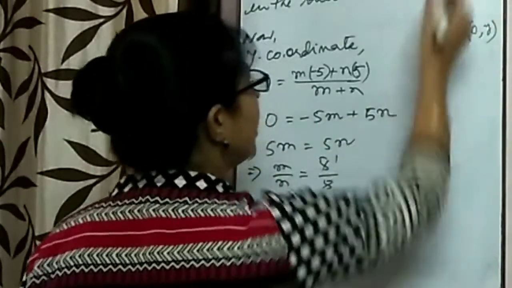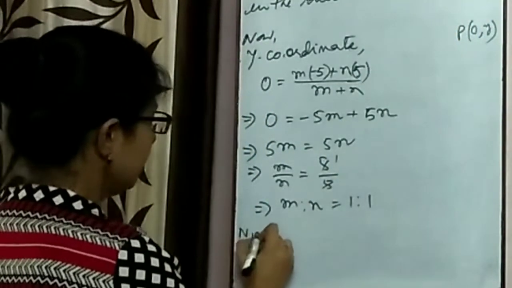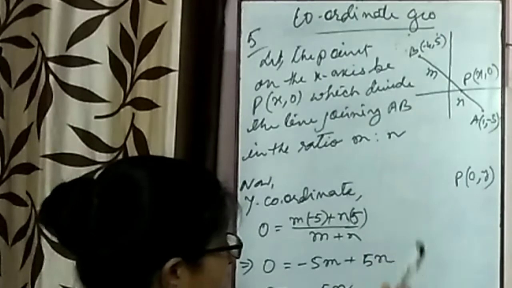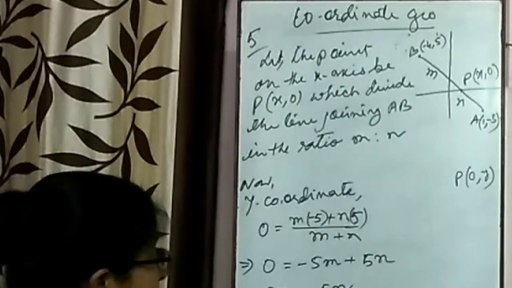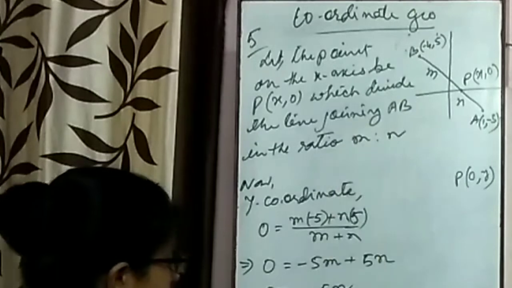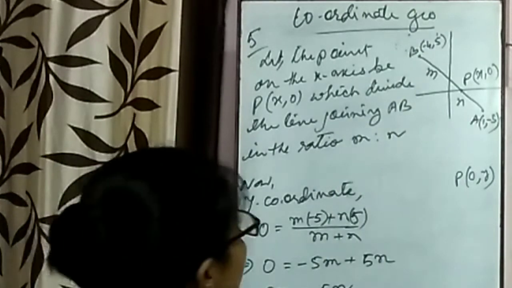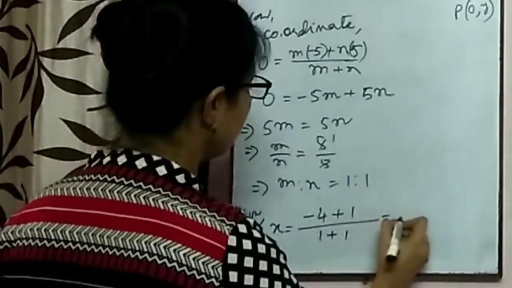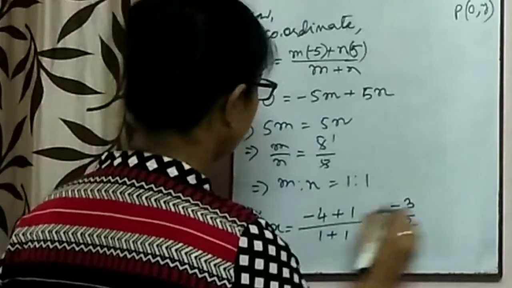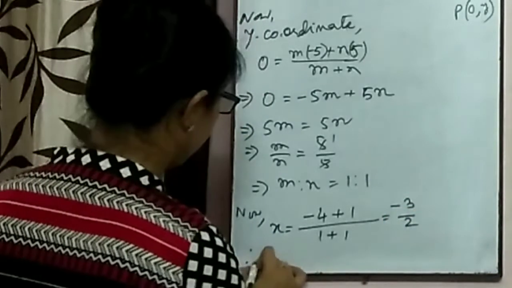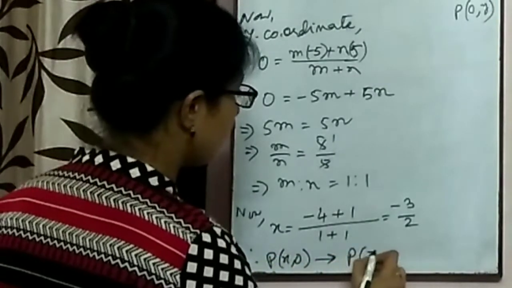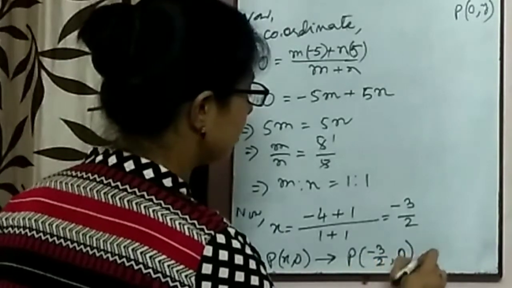Already the y coordinate we have, now you find the x coordinate. Now x is equal to, what it was, 1 and 1. So just you need to add up the x coordinates, the midpoint formula, minus 4 plus 1 divided by 1 plus 1. So it is minus 3 by 2. Therefore P(x, 0) is P(-3/2, 0). Here is one answer, here is another answer.